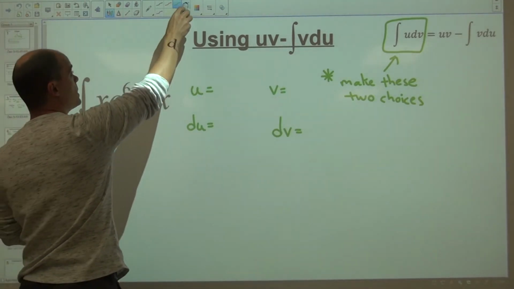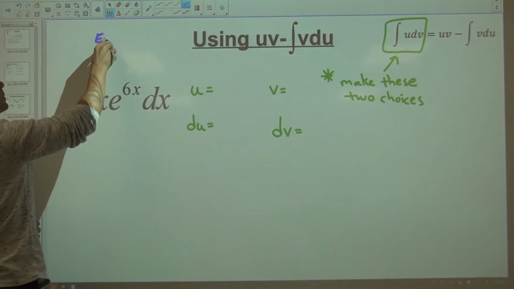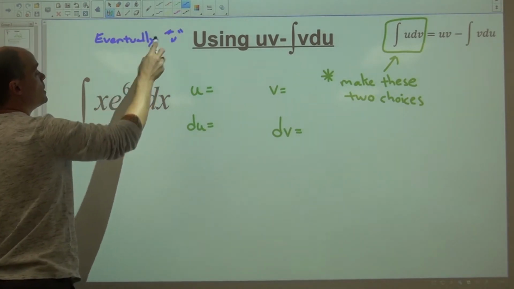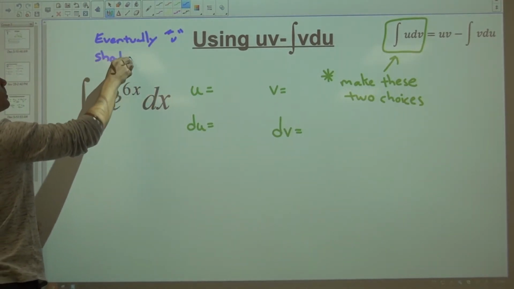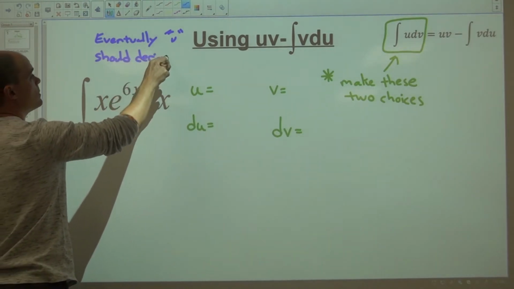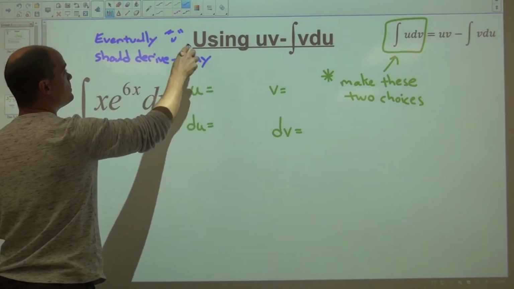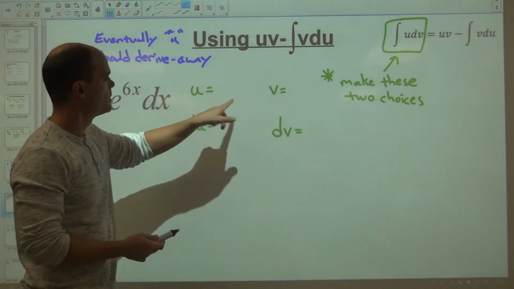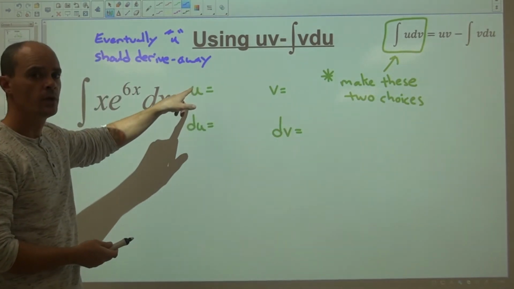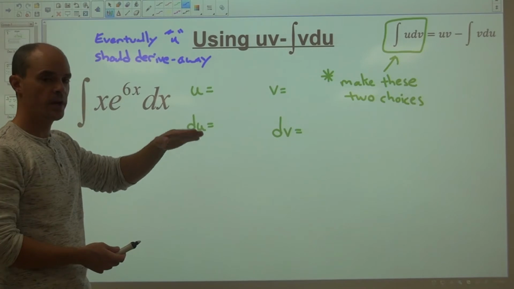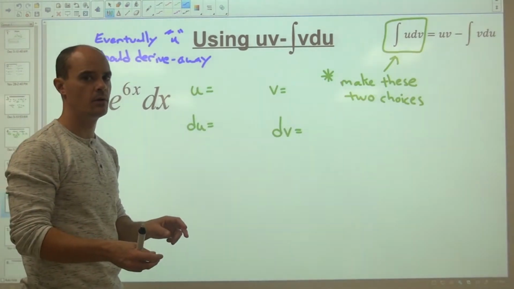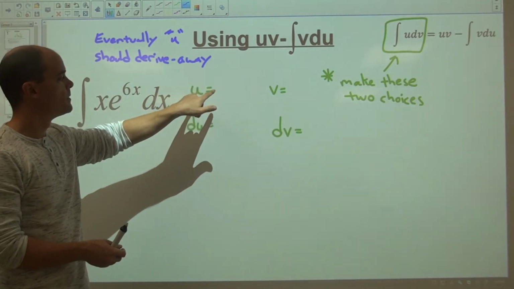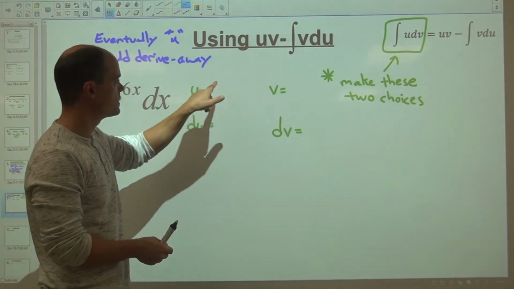Here's how you can make this really, really easy. Eventually, u should derive away. What does that mean? You have to pick u and you have to pick dv. Whatever you pick for u, if you took a derivative of it, and another derivative, and another derivative, and another derivative, eventually you get 0. That's how you know what your u is. This piece has to go away eventually. It doesn't really matter what dv is, but this piece has to go away.